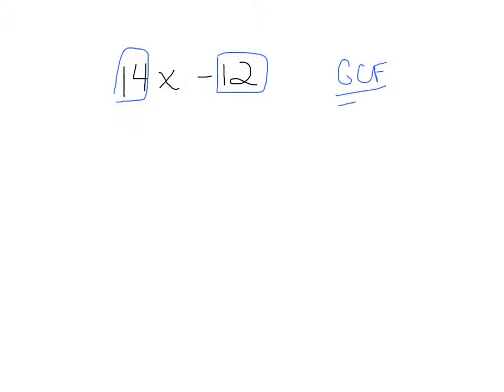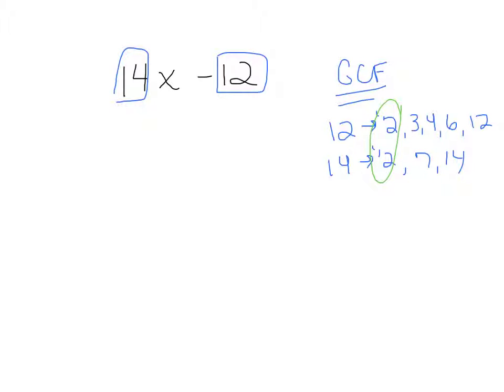Sometimes with the property, we're going to use it in reverse as well. If I gave you something like 14x minus 12, I want to look at these numbers 14 and 12 and ask, what's the greatest common factor? What is the largest number both could be divided by? 12 is divisible by 2, 3, 4, 6, and 12. 14 is divisible by 2, 7, and 14. I'm also leaving out 1, which they're all divisible by. In this case, 2 is the largest number that they have in common.